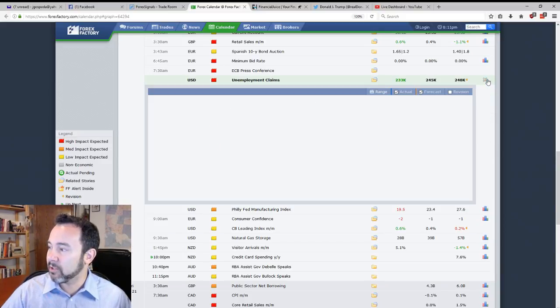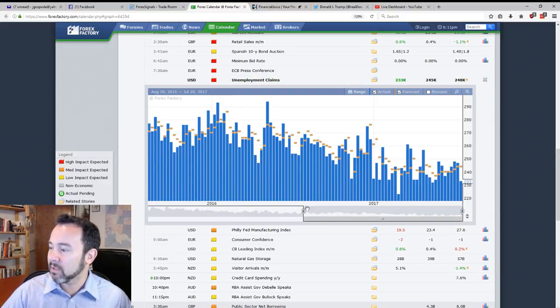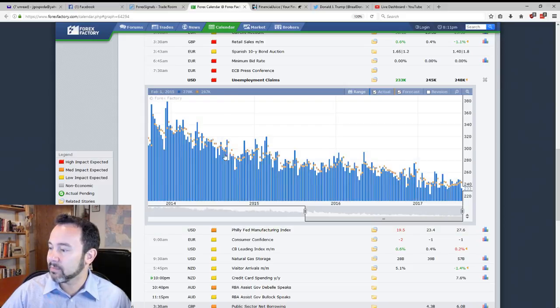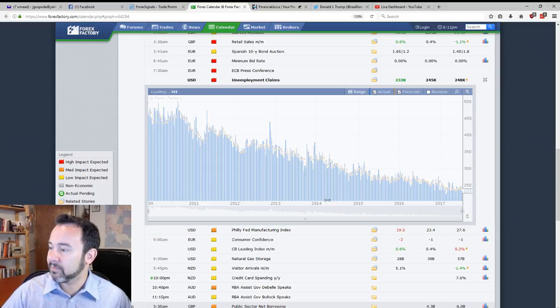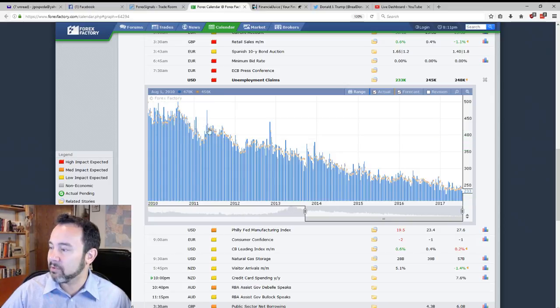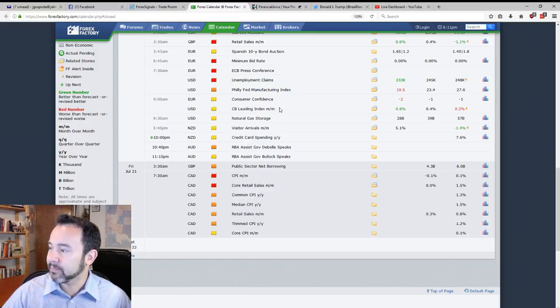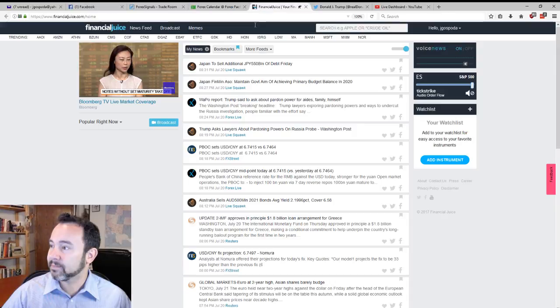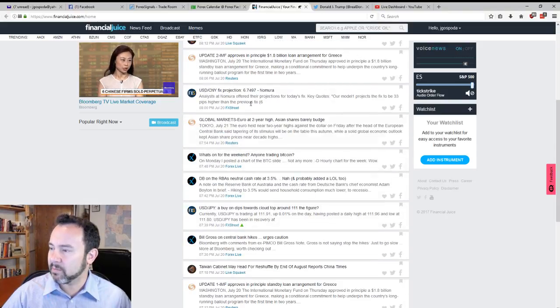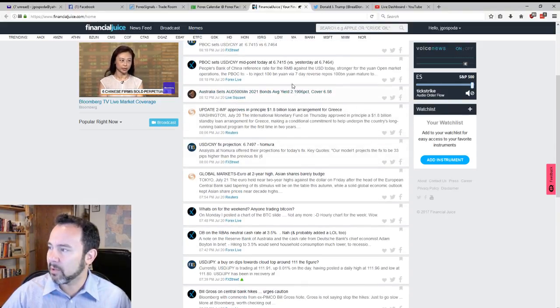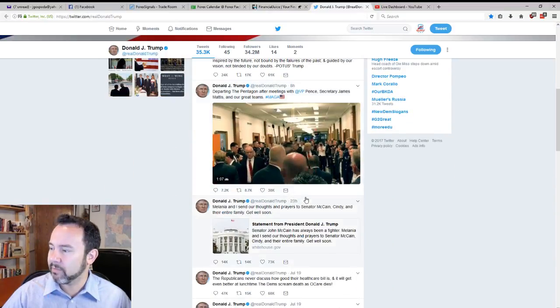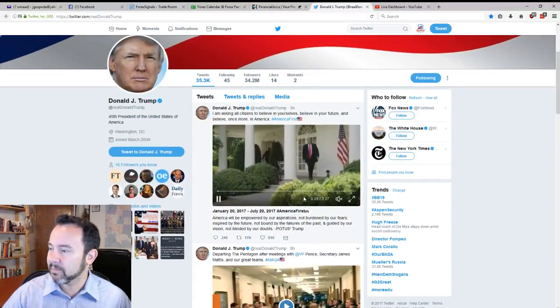Unemployment claims, though, doing really well, falling. And those have been falling for a while. If I pull this way out, this is going back to 2010. Unemployment claims here in the US are doing quite well. The euro was the strongest currency, of course, across the day. I was reading through some of the news about Trump and Japan and some Australian news about bond yields, looking at Trump's Twitter feed, that type of thing.